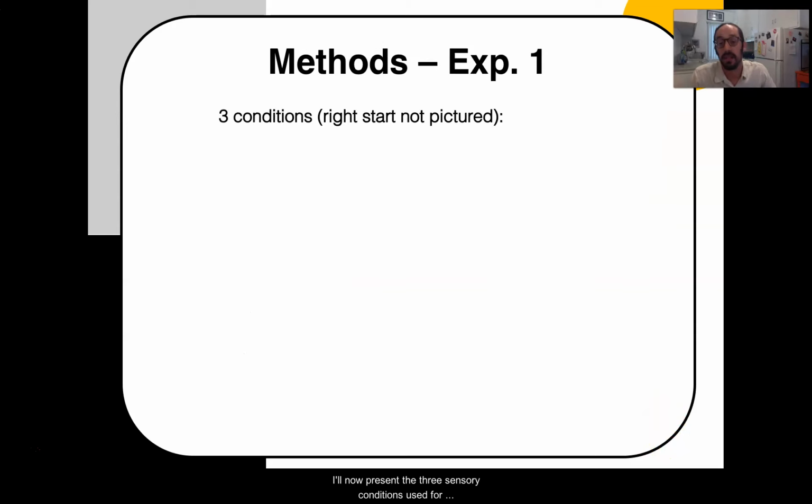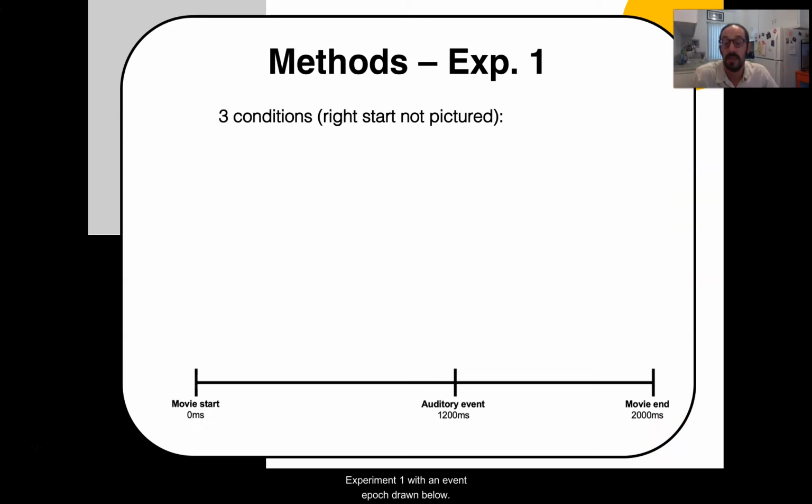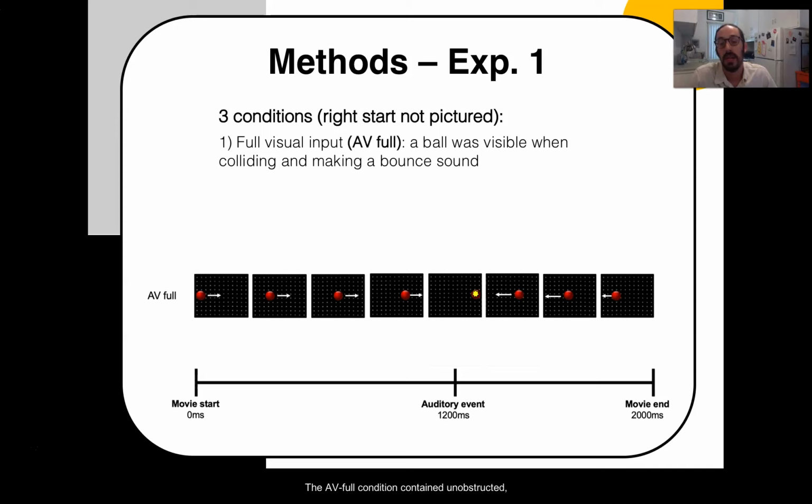I'll now present the 3 sensory conditions used for experiment 1 with the event epoch drawn below, and each condition was presented 104 times. The audiovisual full condition contained unobstructed continuous motion of the ball moving toward and bouncing off the opposite edge, which elicited a synchronous bounce sound at the point of collision as denoted by the yellow star. The ball then reversed back to its origin and the stimuli subsequently terminated.